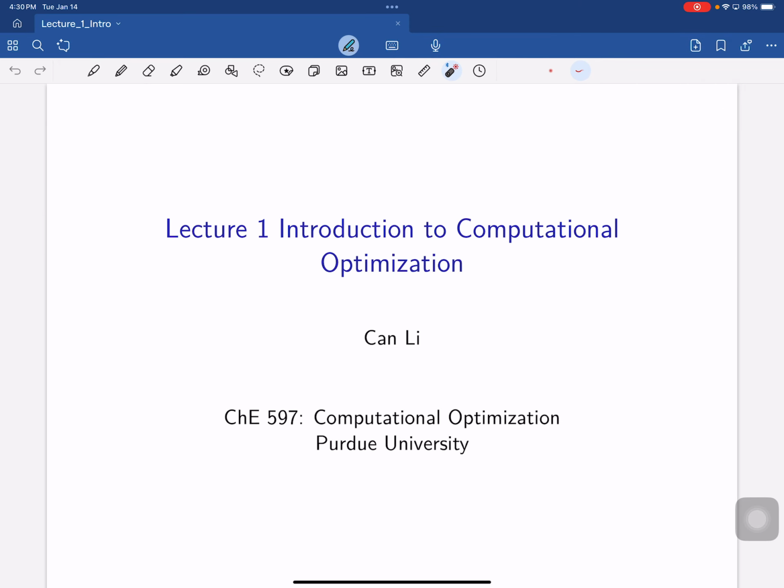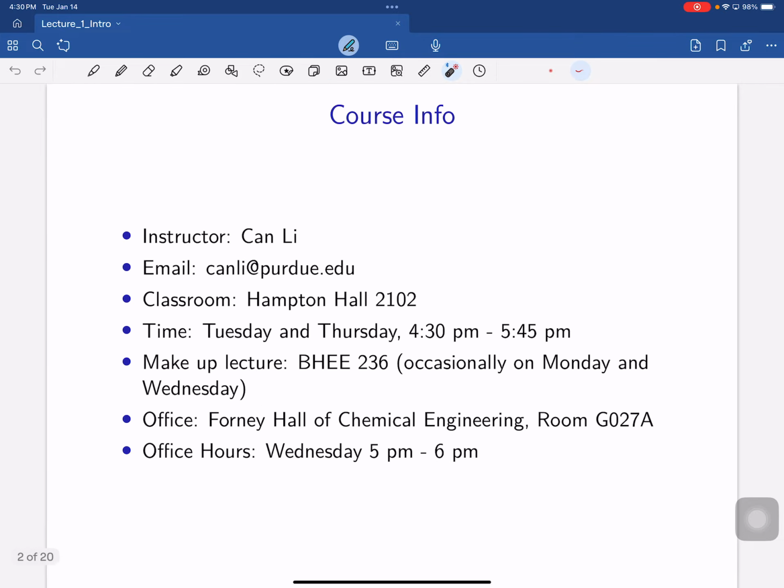Welcome to the lecture on computational optimization. This is an elective course in chemical engineering, but we welcome students from other departments to come to this course as well, since it covers general optimization problems. All the lectures will be recorded and posted on the course website afterwards.